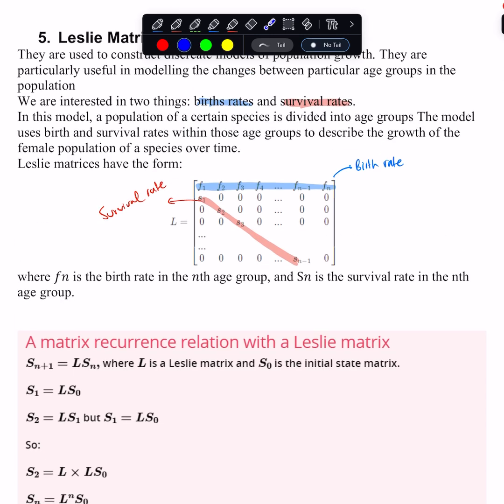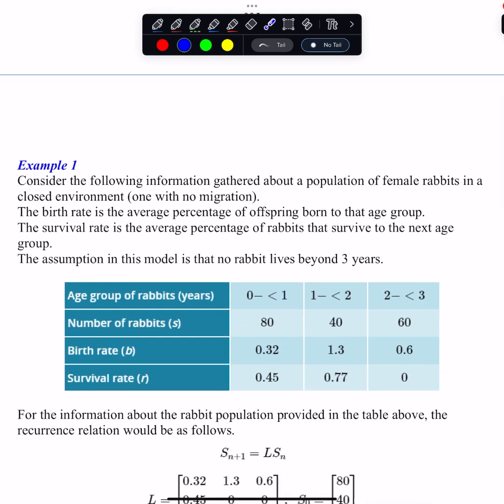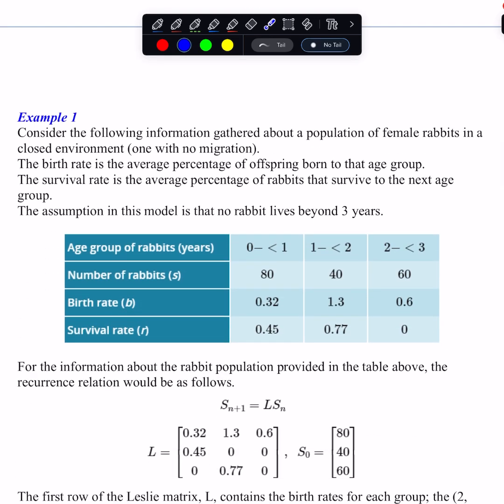All right. Again, the first row is your birth rate. The numbers underneath the leading diagonal, in the form of a diagonal, are the survival rate. Now this is from your textbook, and then we're going to do another example from your textbook, and then we finish with one from the exam.